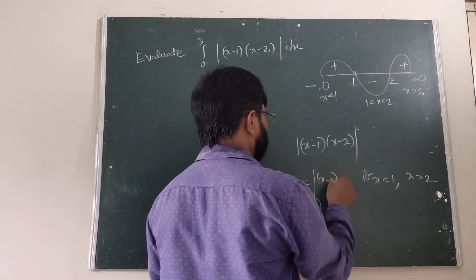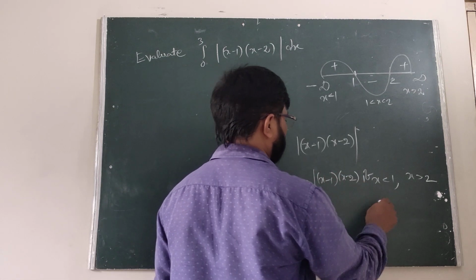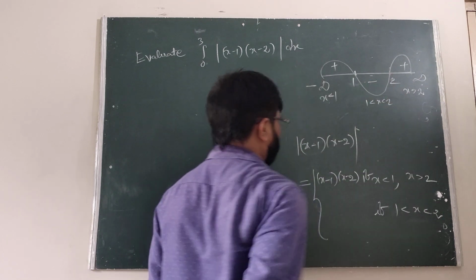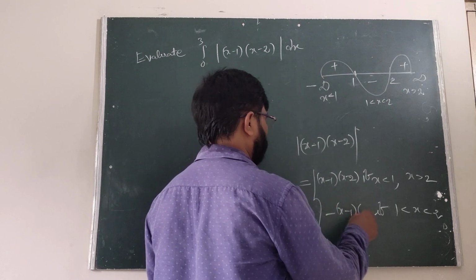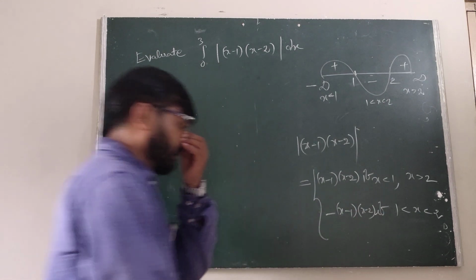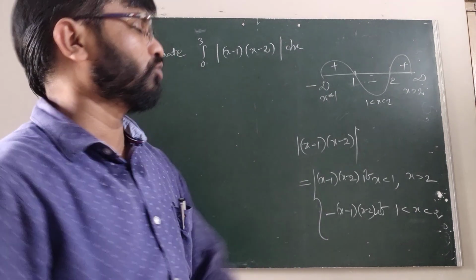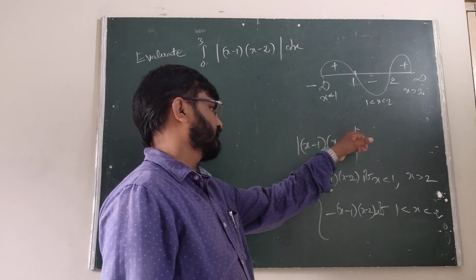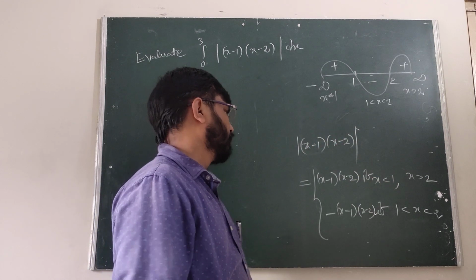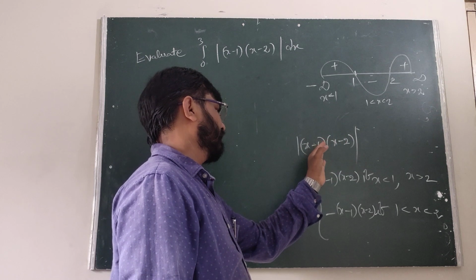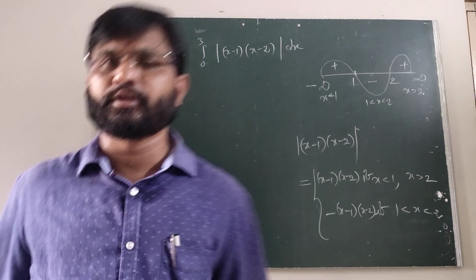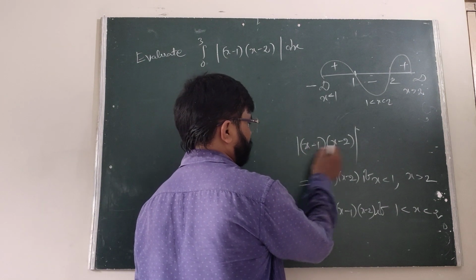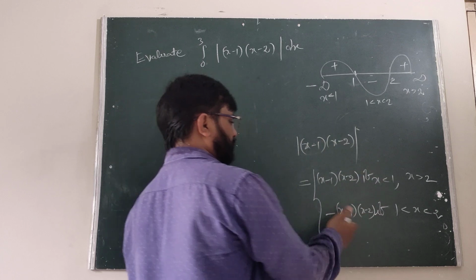That means (x minus 1)(x minus 2). When 1 is less than x less than 2, it lies between 1 and 2, we have to take minus (x minus 1)(x minus 2). We know that mod is plus or minus. It is a positive sign for any value greater than 2. 2.5 is positive. Below 1, that means 0, minus 1 into minus 2 is positive. Between 1 and 2, taking 1.5, one factor is positive, the other is negative. Positive into negative is negative.